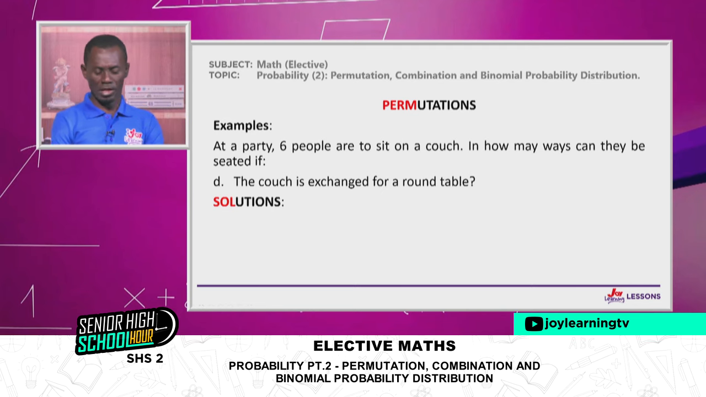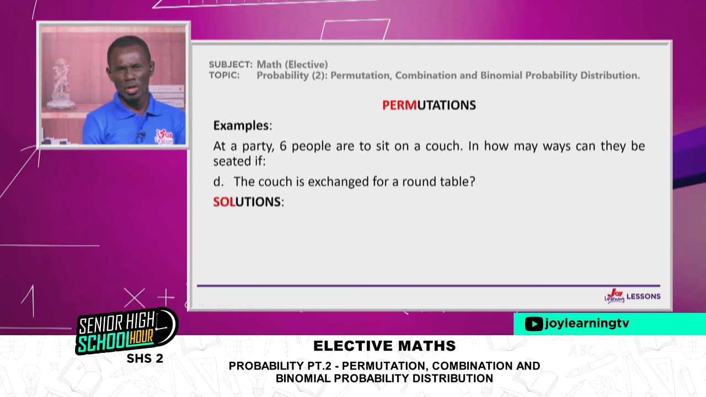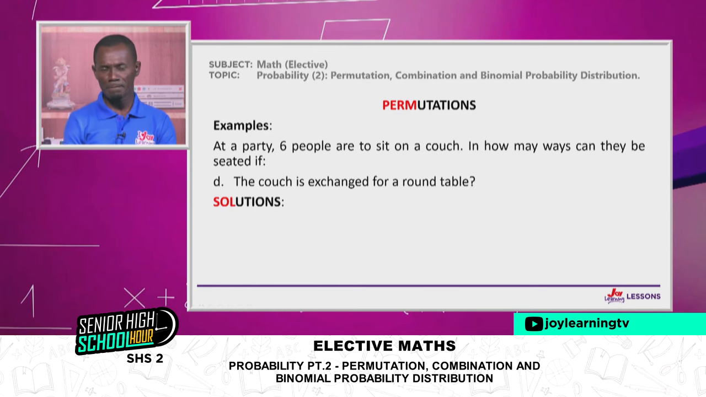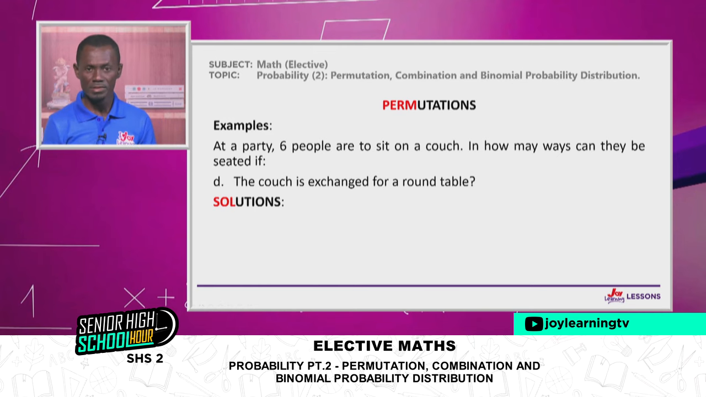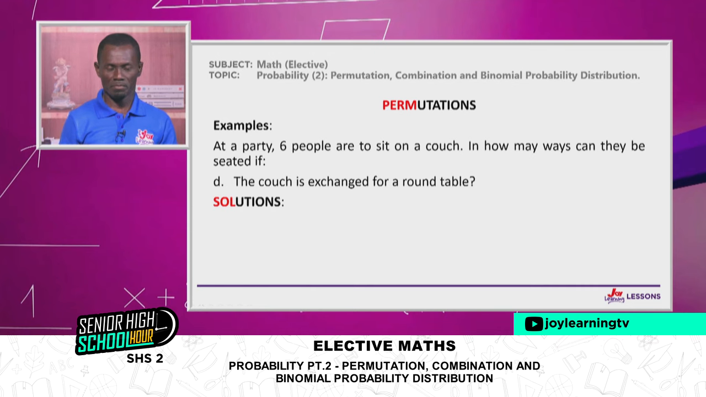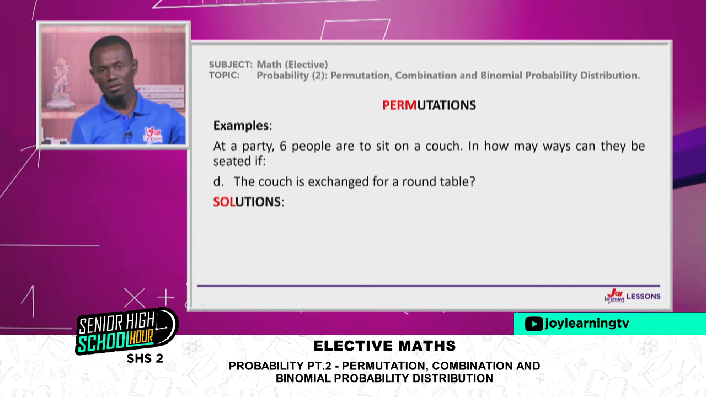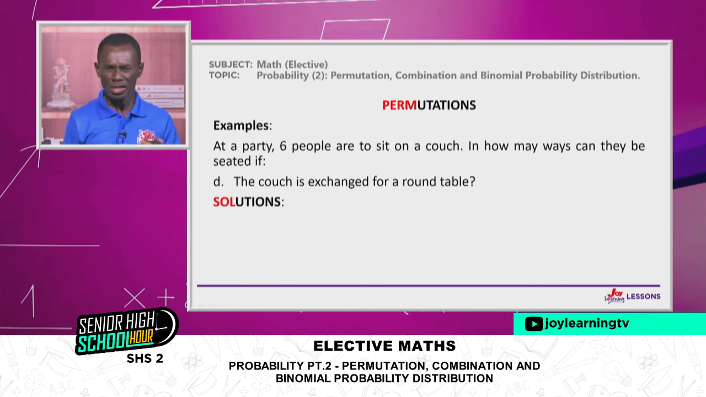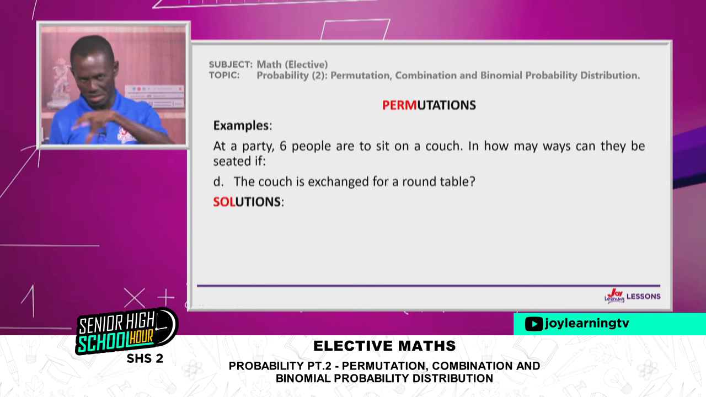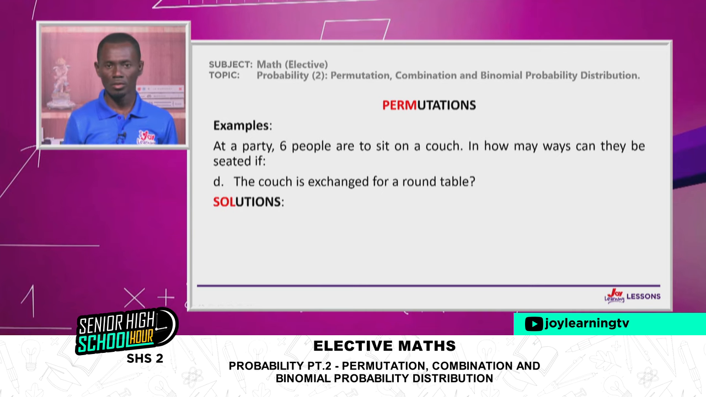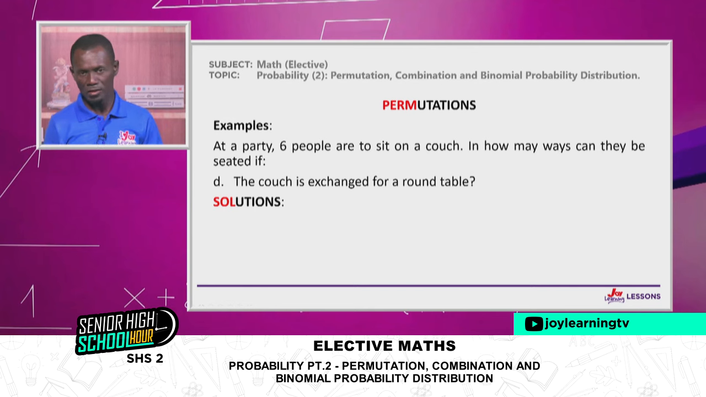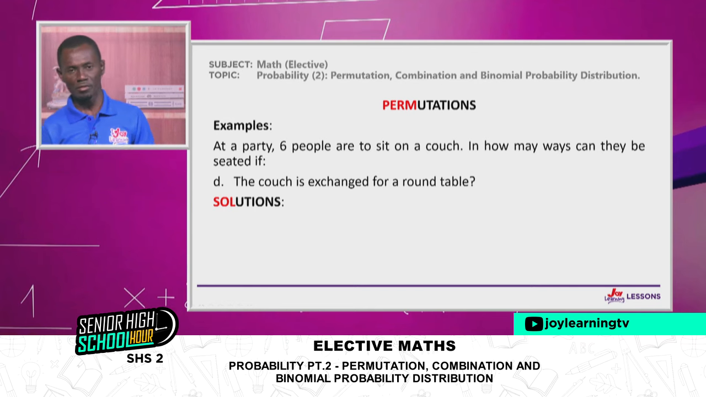Our fourth scenario. Well, at that meeting, they were sitting on the couch, but maybe they wanted to play a game, maybe a game of cards, whatever game. And so they take out the couch and bring a table. Now, in how many possible ways can they be arranged around the table? One way will be fine, but maybe somebody doesn't want to face the other person. How do we do that kind of arrangement?